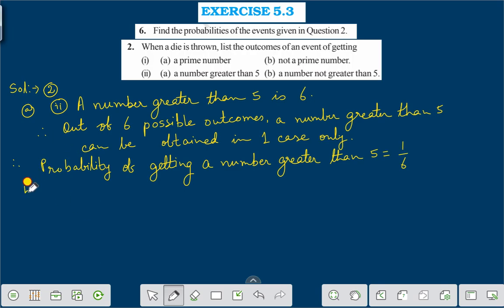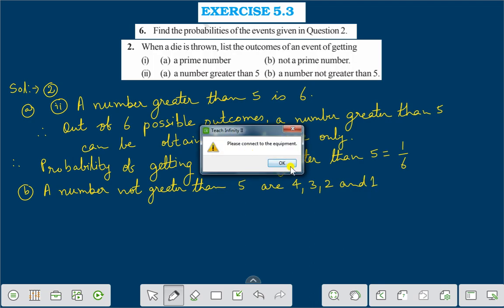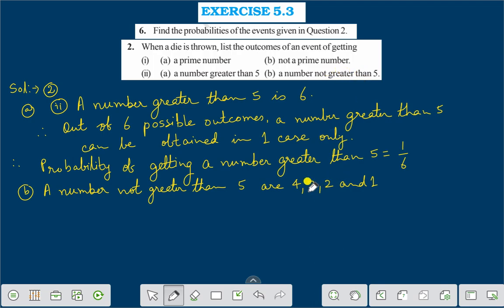Now B. This was A, now question B. Numbers not greater than 5 are 5, 4, 3, 2 and 1.